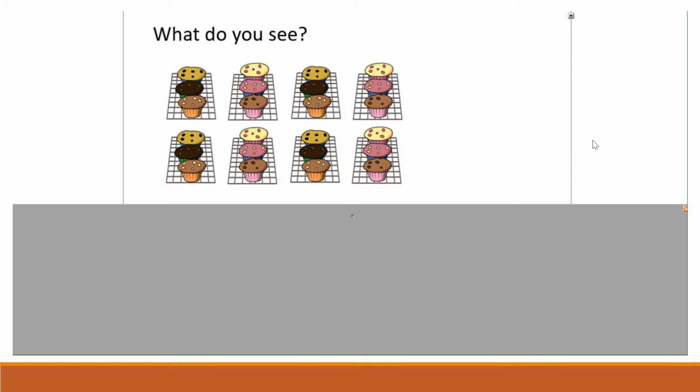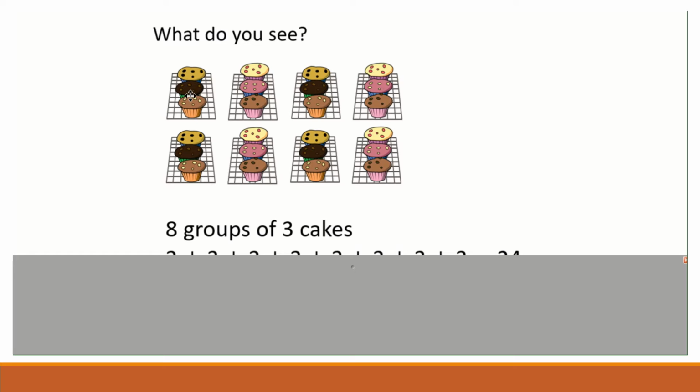What did you see this time? Let's reveal. So we have 1, 2, 3, 4, 5, 6, 7, 8. So this time we have 8 groups with 3 cakes on each group. So 8 groups of 3.